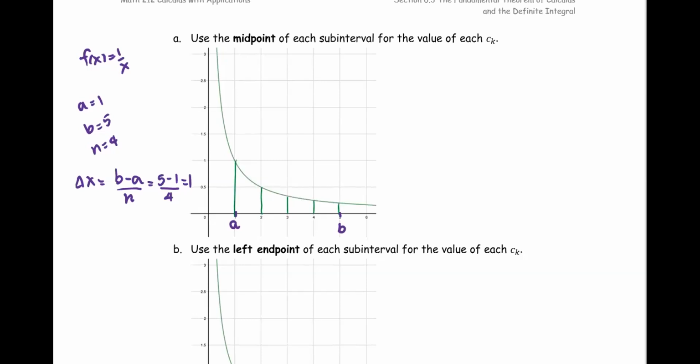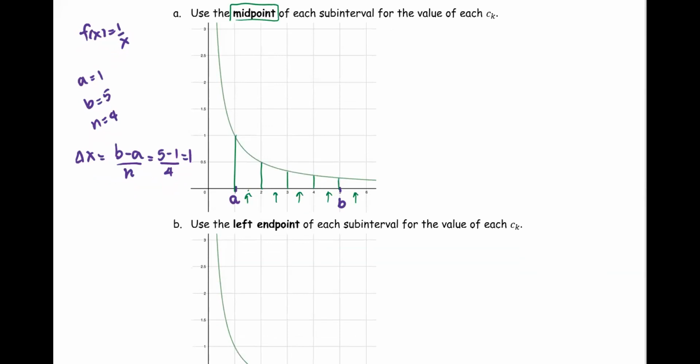Okay, and for the first one, we use the midpoint. The midpoint means you're going to identify the middle x for each interval. To find the midpoint here, you can compute 1 plus 2 divided by 2, or the average of the left and the right end.